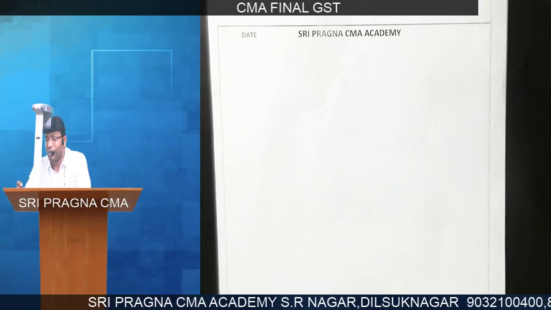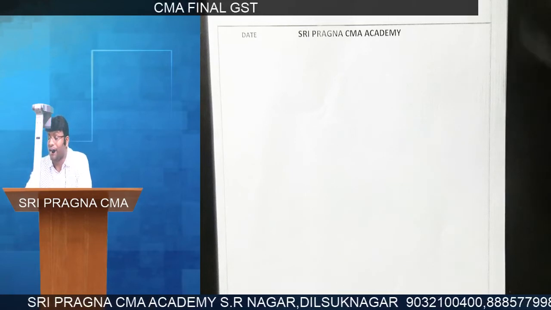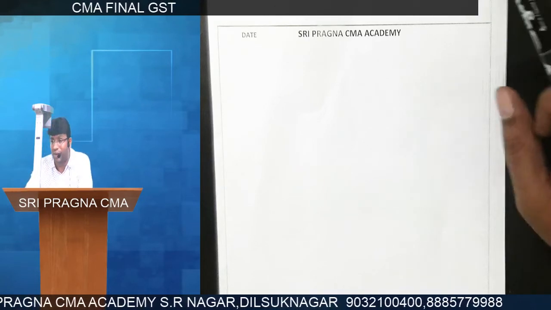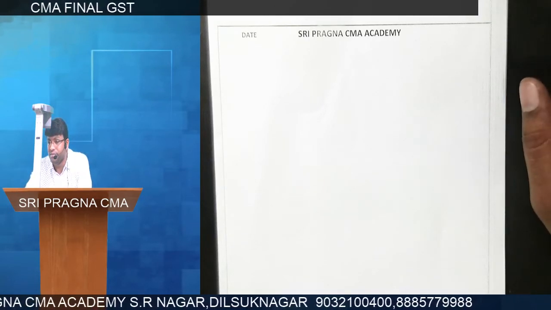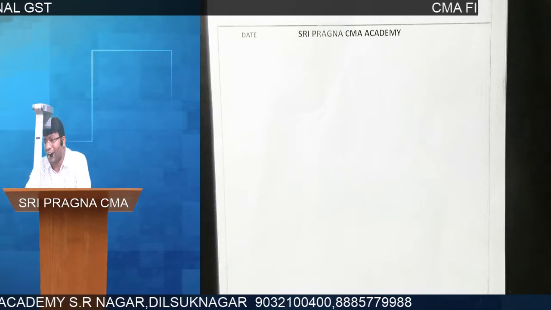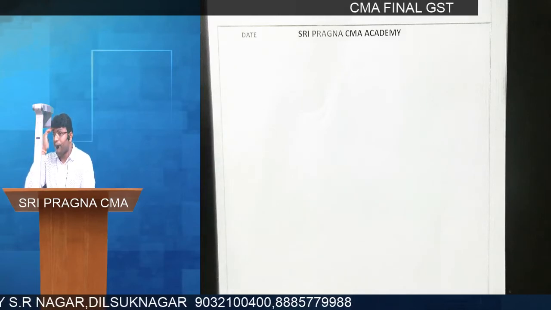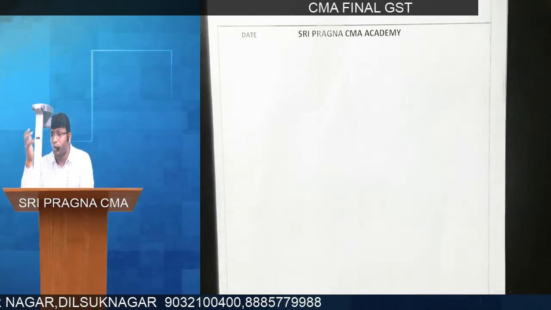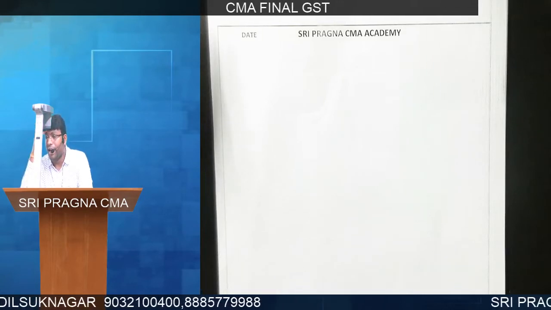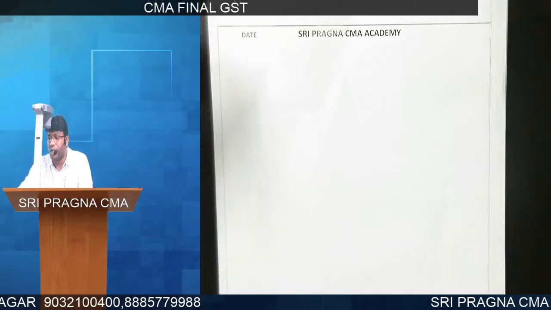Good. Then, my dear friends, we started discussion about section 10 composition scheme, where we discussed that it is applicable only to those persons whose aggregate turnover during preceding financial year does not exceed. Exactly. And in case of special states, it is only 75 lakhs. Correct? And as such, section 10(1) composition scheme is applicable only to 3 categories of persons: manufacturers, trader, restaurant and catering service provider. Manufacturer, what is the rate of GST?